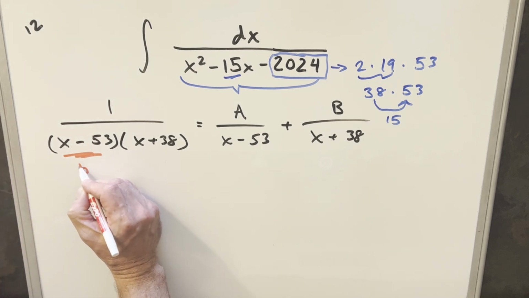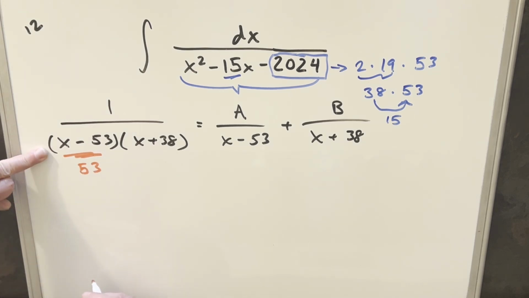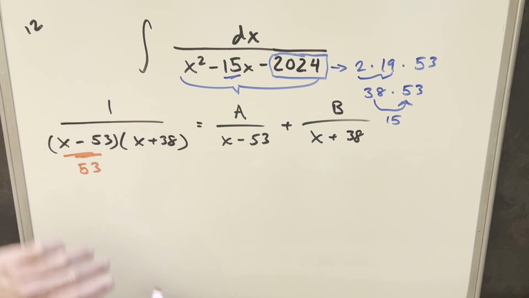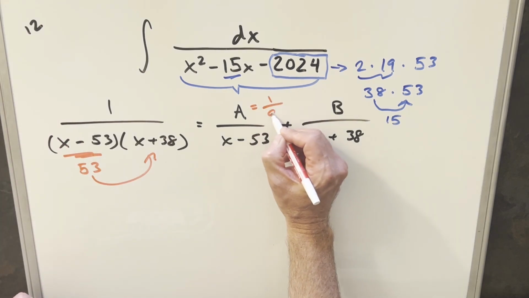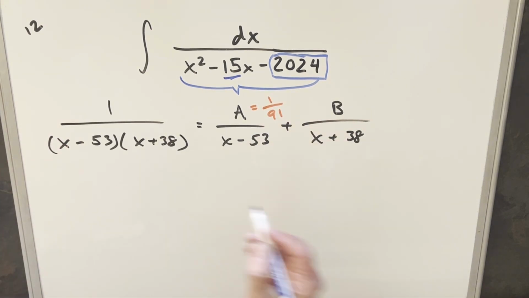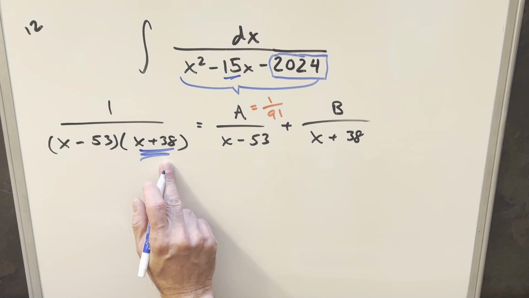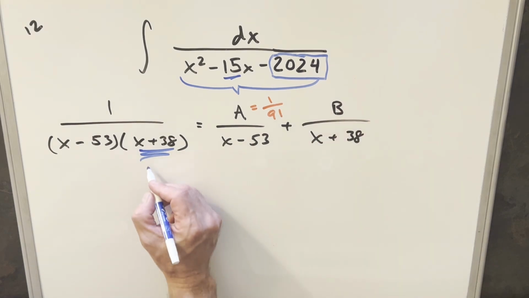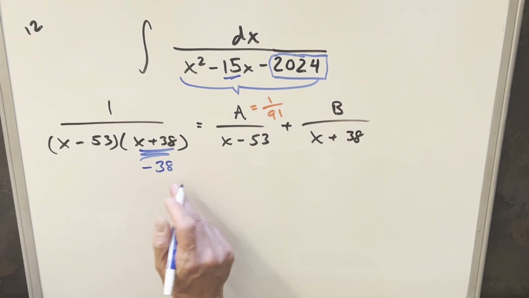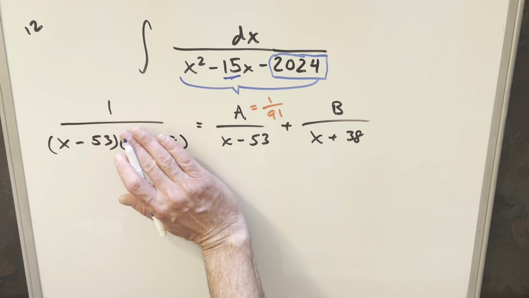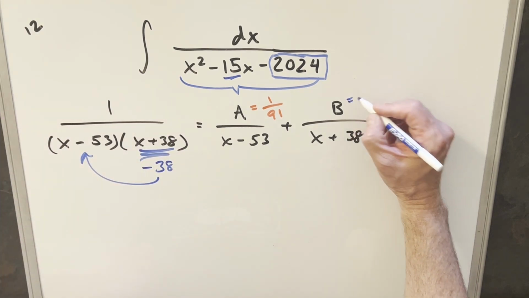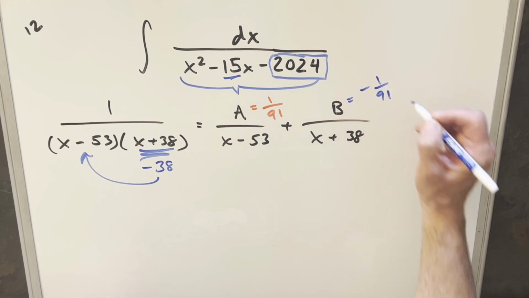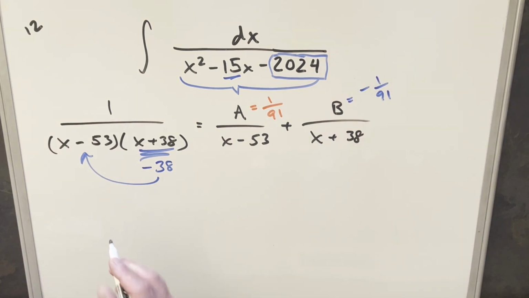If I plug in 53, that's going to make this 0. Cover that up, and then plug this in over here. Doing it, this whole fraction on the left is going to become 1 over 91. Next, doing basically the same thing over here on x plus 38, in order to get our B value, if I plug in minus 38 here, that makes this 0. Cover this up, plug in the minus 38 here, and then the whole fraction is just going to become minus 1 over 91.